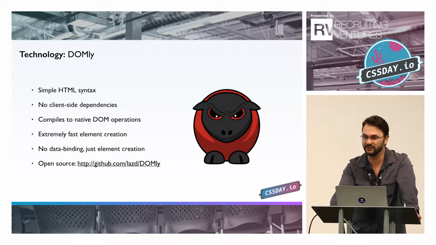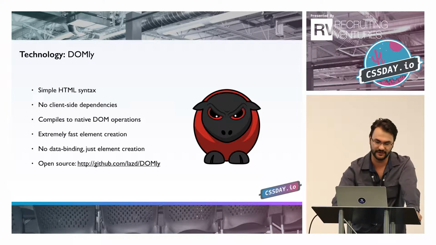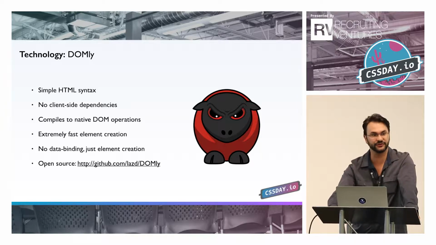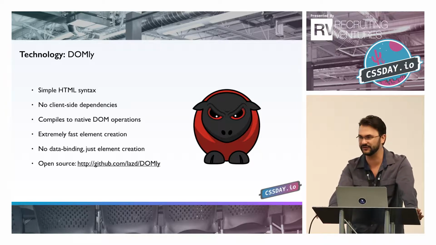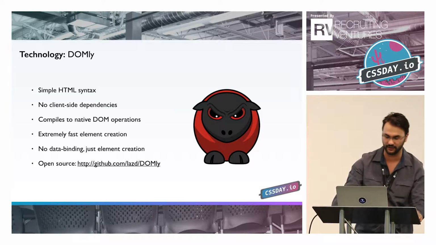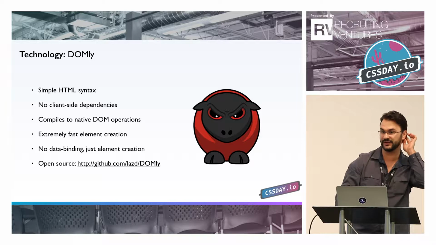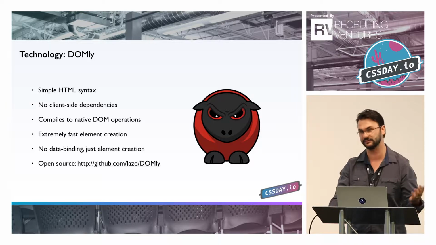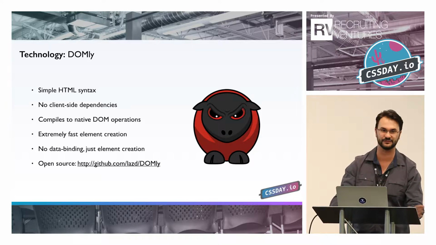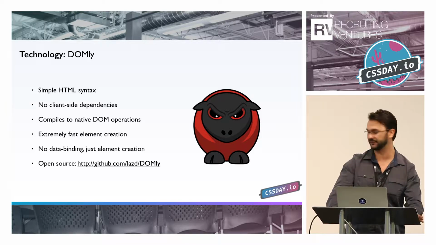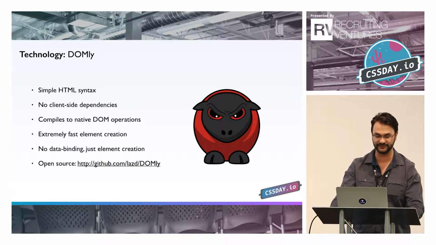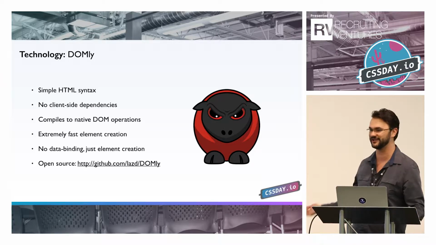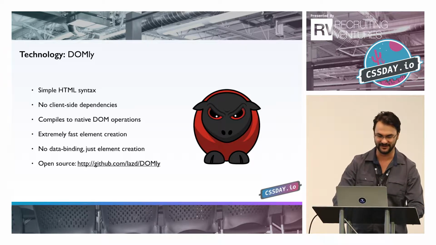So Domly has a simple HTML-like syntax. There's no learning curve like with Jade or Handlebars. Domly templates compile just to a basic JavaScript function that uses native DOM operations, and as a result, again, no client-side dependencies at all. Your template ends up as native DOM methods, so it's up to 7 times faster than Handlebars and Dot. Because it's using clone nodes selectively to make things even faster, this is where it gets its name from Dolly the sheep, the first mammal to ever be cloned.